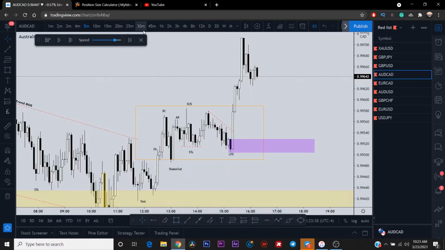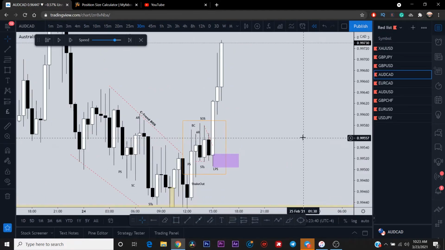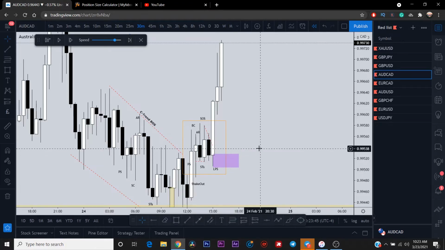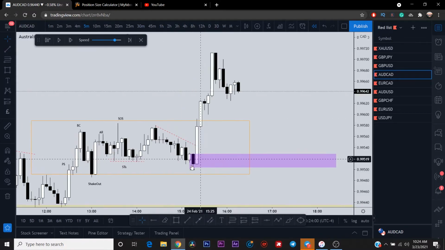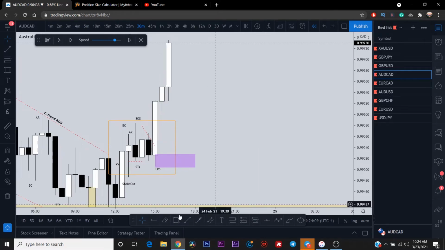Now, if you go on the 30-minute, this whole thing was an order block. Now, this part really depends on your style of trading. You could have either taken the 50% of this order block, or you could have taken this 5-minute OB right here. I'm not saying everyone would have taken this 5-minute OB, but it's just an area. So let's look at the differences between them.